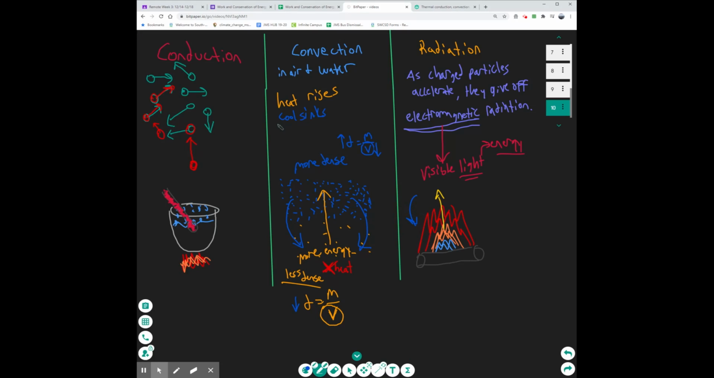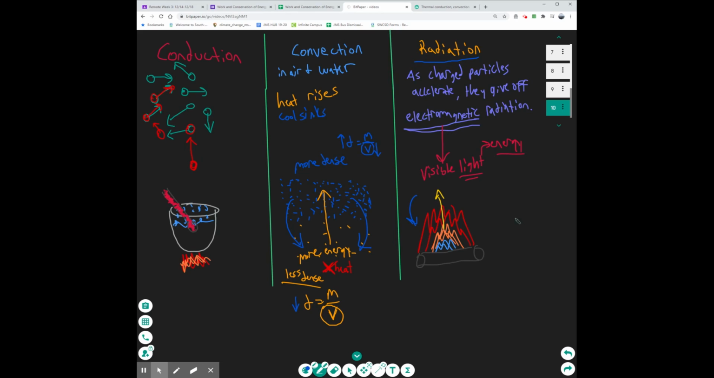So you can tell where conduction and convection are happening, right? That's the stuff that mostly makes sense to you. But you can literally see with your eye the light from the fire, right? That light itself is the energy that's given off through this radiation process. Okay, so that's electromagnetic radiation.